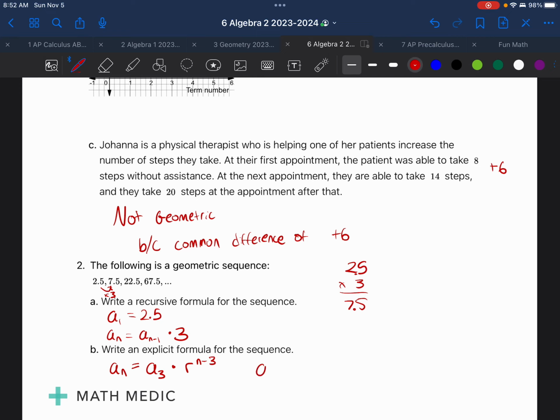So in this case, I could say a sub n is equal to, well, the third term here is 22.5, and this is going to be multiplied by the common ratio of 3, and then this is going to be to the power of n minus 3. This one would work, but I'm sure the one in the answer key probably used the first term.